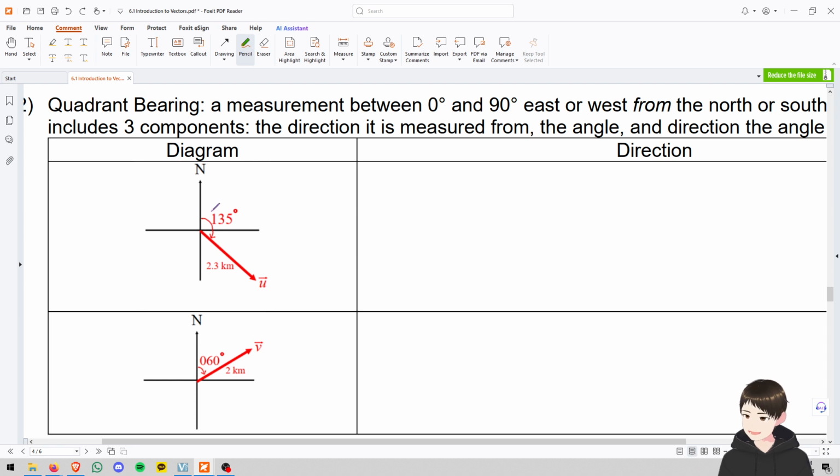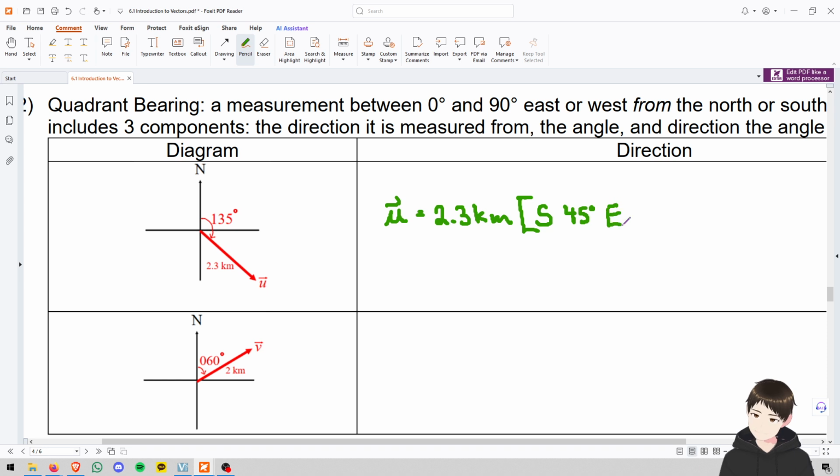So here I have 135 degrees as true bearing. How would I describe that? It is a smaller angle underneath. So what I would say is vector u is 2.3 kilometers, but from the south direction, we rotate 45 degrees to the east direction. Okay? So from, and this one is towards.